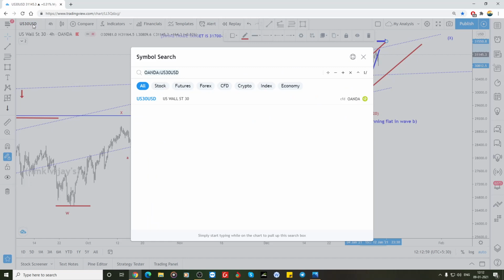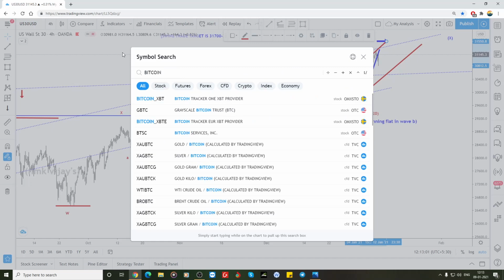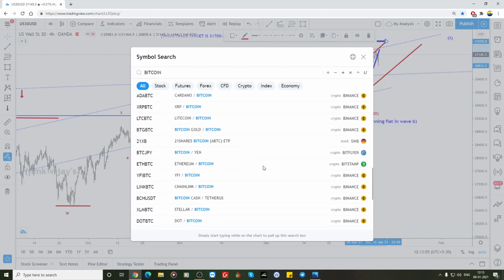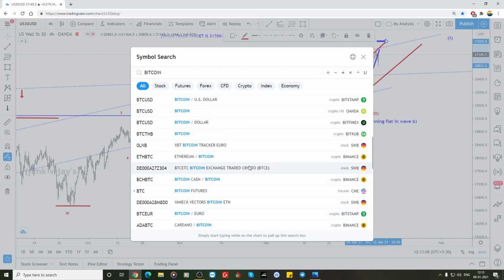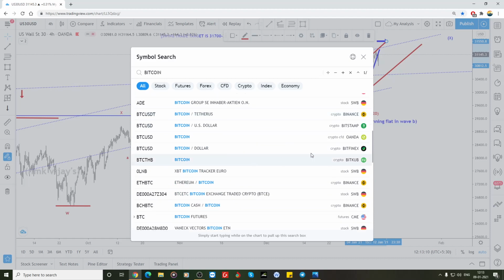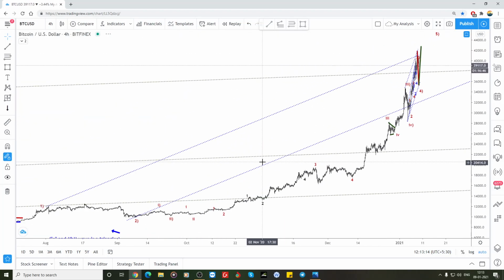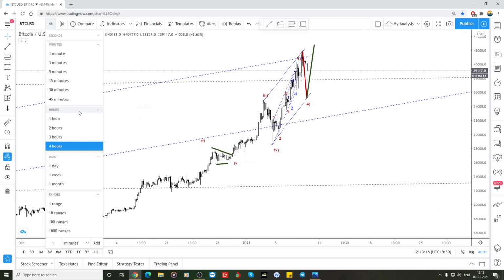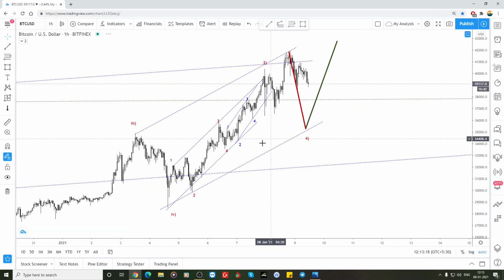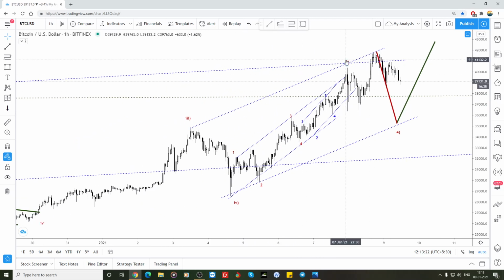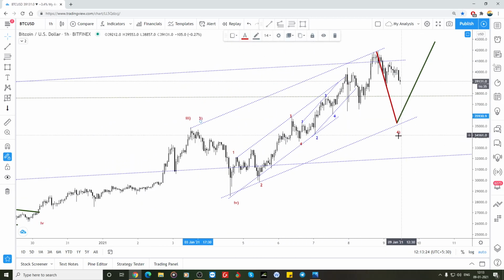So Bitcoin, I think it's going to end in the 45,000 range. I think so. Where is that Bitfinex? Yes. See, previously I thought this was the end of the third and this was the end of the fourth.